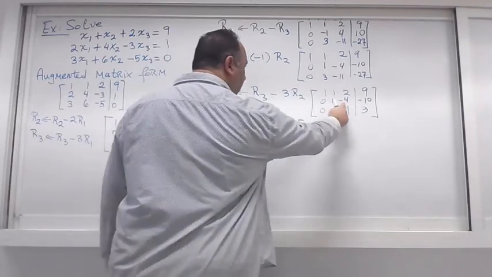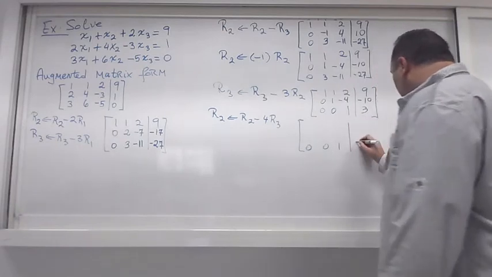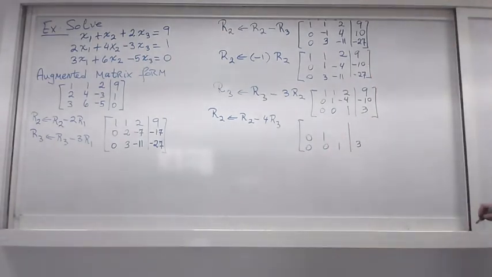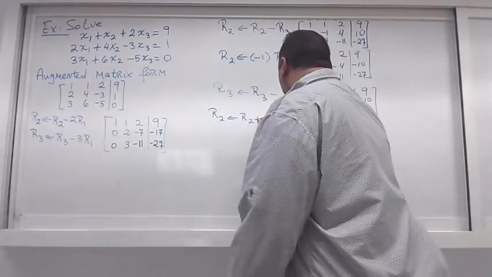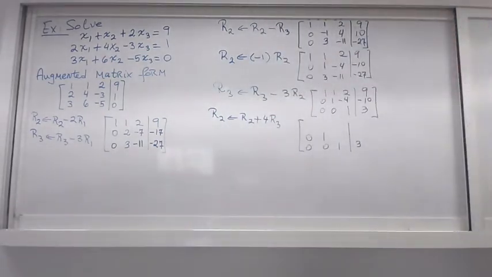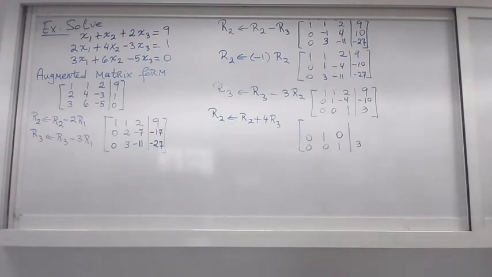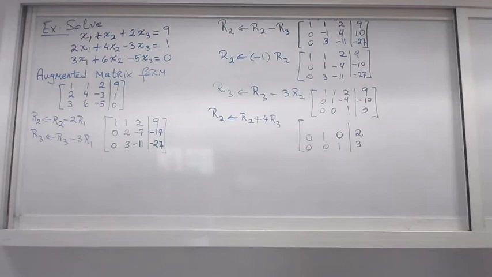So I need to kill this guy. So I have my row 3. It doesn't move. These 2 things don't move. So row 2. So minus, it's plus. Okay. Be careful. So row 2 plus 4 times row 3. So minus 4 plus 4, 0. And minus 10 plus 12 is 2. Cool.